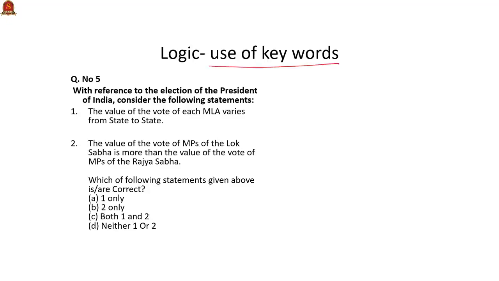Now here, with reference to the election of President of India, consider the following statement. The value of vote of each MLA varies from state to state. The words state to state are very important. That is because not all the MLAs of all the states represent the same number of population. For example, supposing you take UP, if an MLA in UP is representing 20 lakh people, an MLA in Tamil Nadu will be representing 10 lakh people.